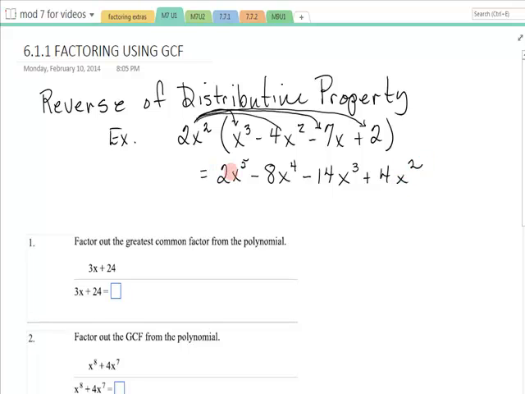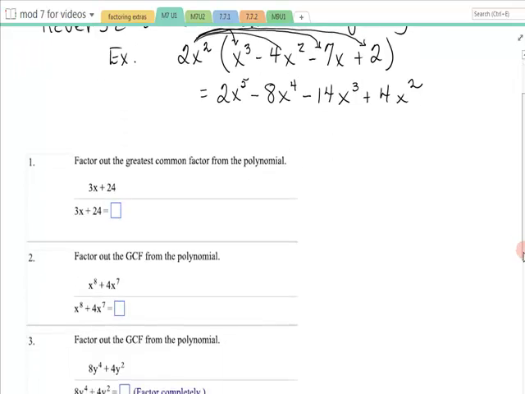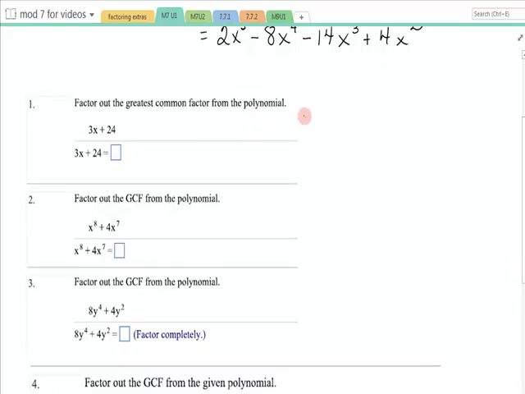In this lesson, we're going to take polynomials like this, try to discover what was distributed, and yank it back out. It will feel like we're dividing. Let's look at problem number 1. We have 3x plus 24. First, I look at the numerical coefficients, the numbers. Is there anything that goes into 3 and 24? The answer is yes, 3. That is your common factor that's a number. Is there a common x? No. Then the only common factor is 3.